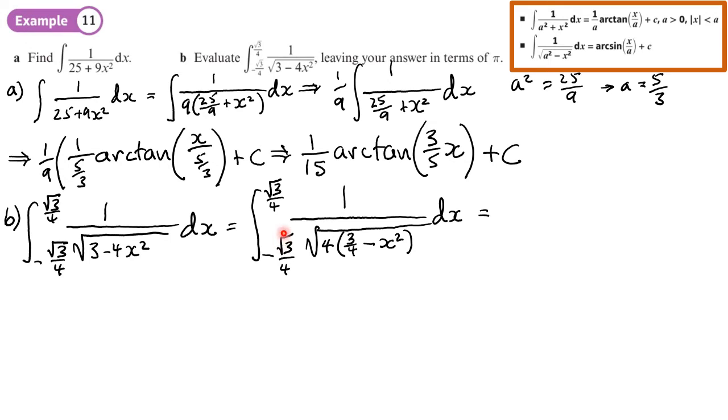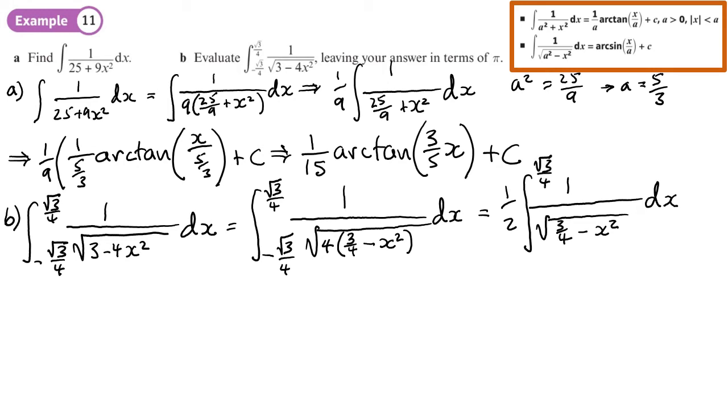Right, now this bit here, it'll become 1/4 times the square root of this, so I'll end up with a half, which I can take over like that, leaving 1/the square root of 3/4 minus x squared dx. Mustn't forget my limits, which will happen to that square root sign. So square root 3/4, negative √3/4.